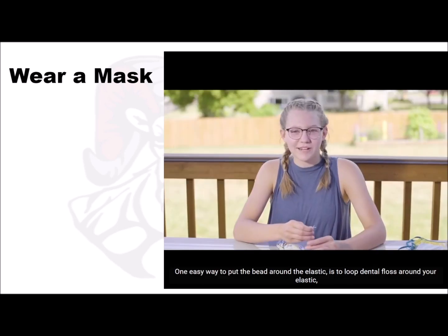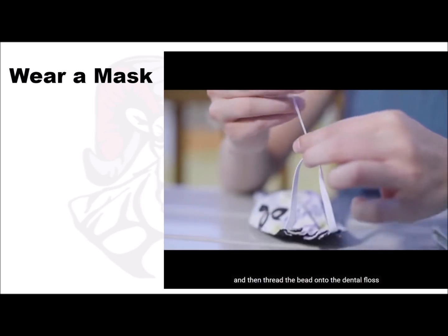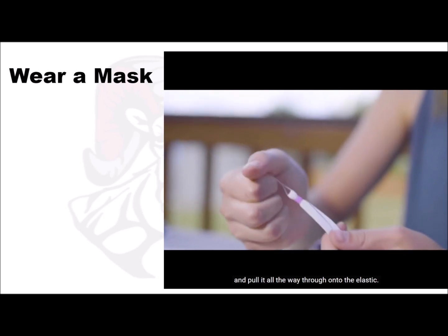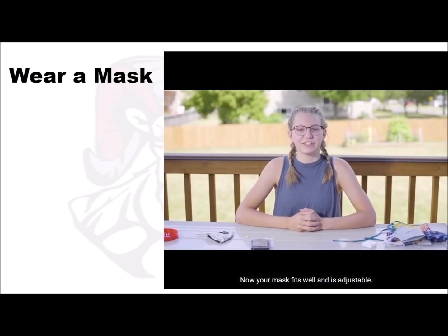One easy way to put the bead around the elastic is to loop dental floss around your elastic and then thread the bead onto the dental floss and pull it all the way through onto your elastic. Then it should stay in place after you remove the dental floss. Now your mask fits well and is adjustable.